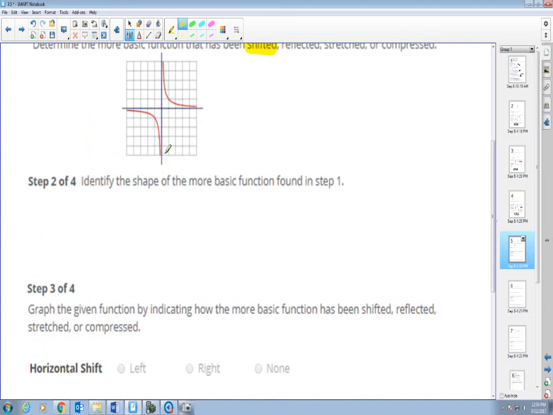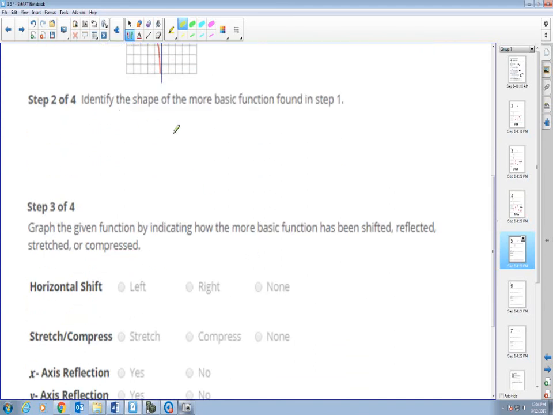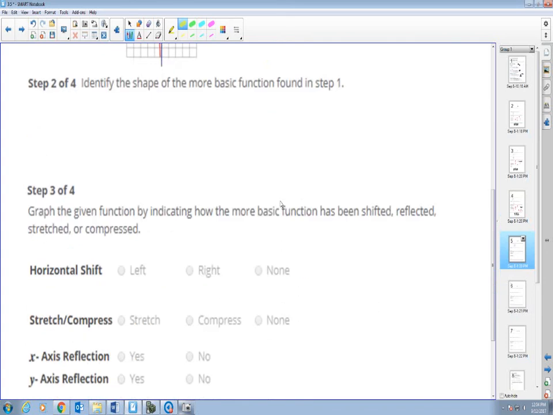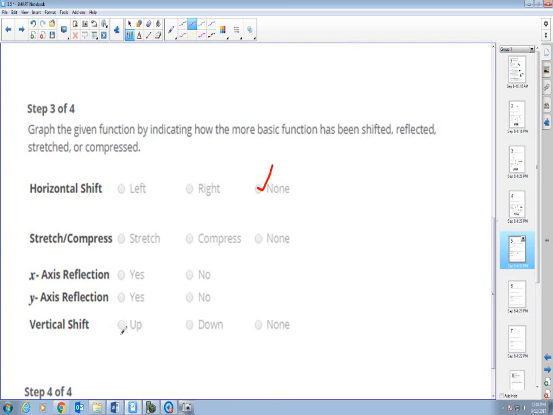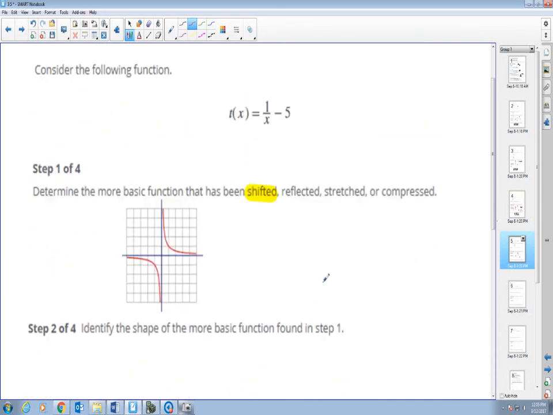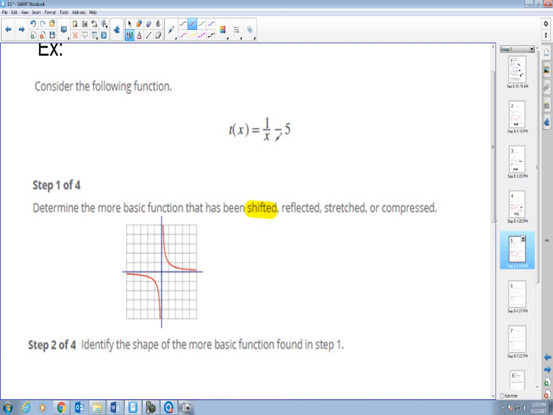So for this problem, you can actually identify the more basic shape. When you come to this step, horizontal shift, there was none. Vertical shift went up 5 places. There's no reflection and there's no compression, because this is actually 1 right in front of the x. So there's no compression or vertical stretch for my function.